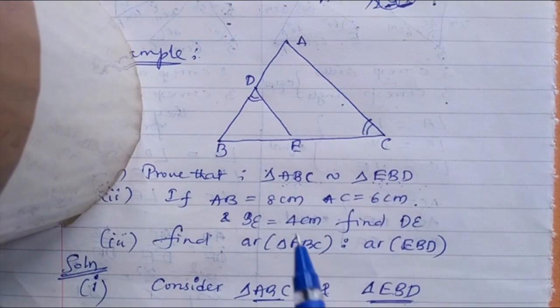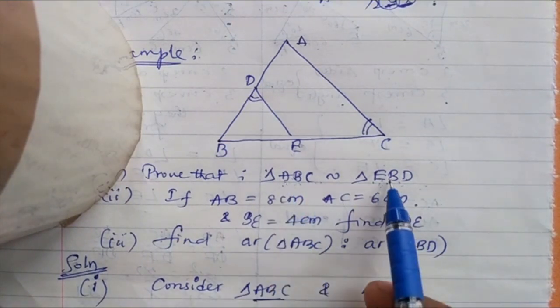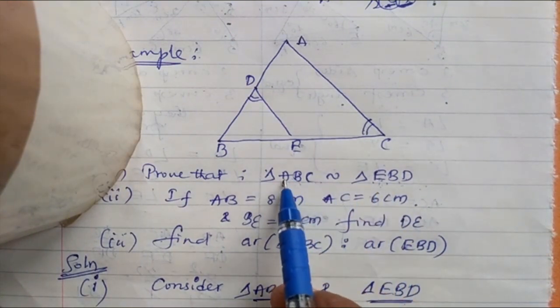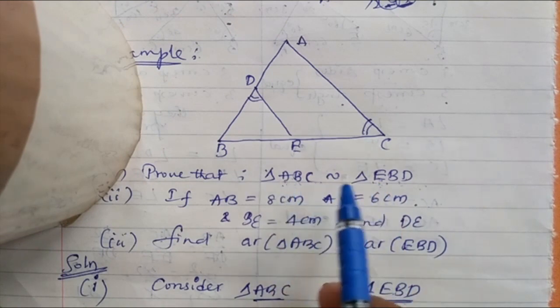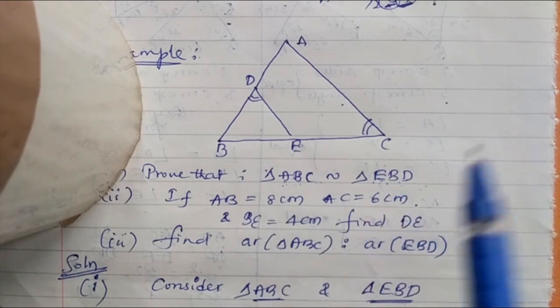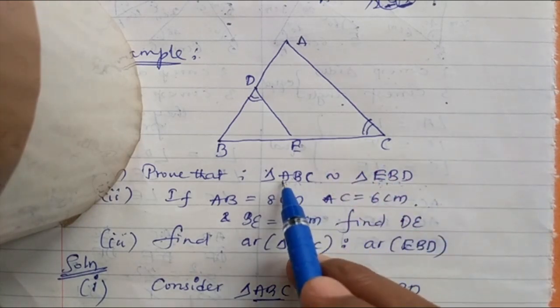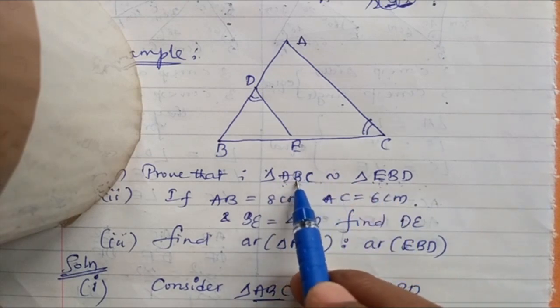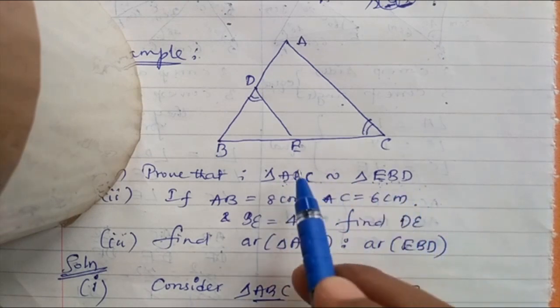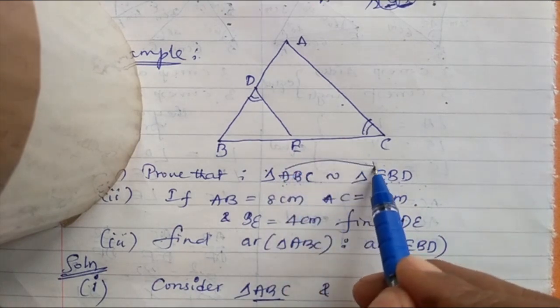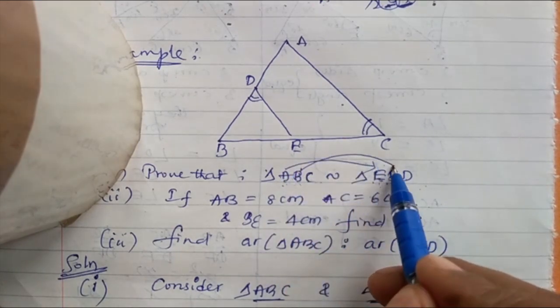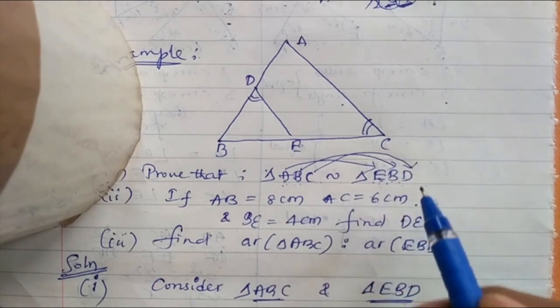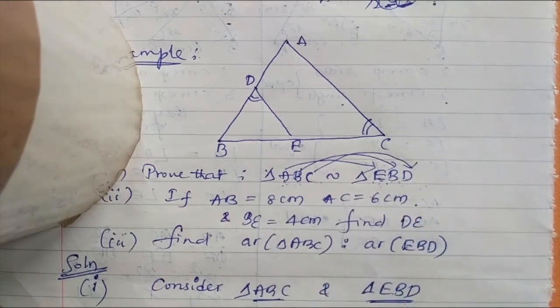Corresponding angle positions must be the same. Here the letter A is used, here the letter E is used. What does it mean? Angle A equals angle E. Angle A's position and angle E's position are the same, so corresponding angles should be in the same position. Here B is the second position, so angle B equals angle B. Angle C equals angle D. That is the order. In similarity of triangles, you should not change the order of the angles.